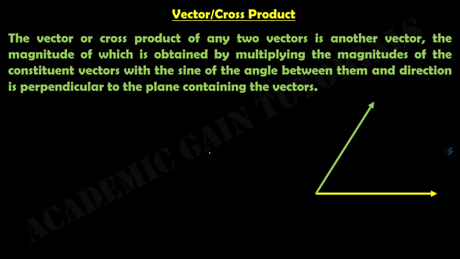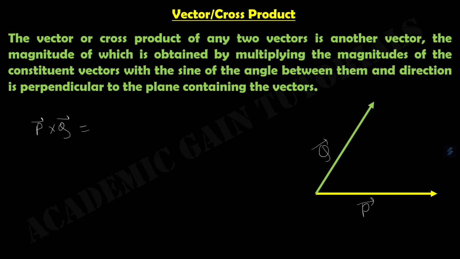In our previous lecture, we discussed the scalar product or dot product. Now, we will discuss the vector product or cross product. Here, the vector or cross product of any two vectors. So, this is a vector P and this is a vector Q. So, the cross product of P and Q will be P cross Q.